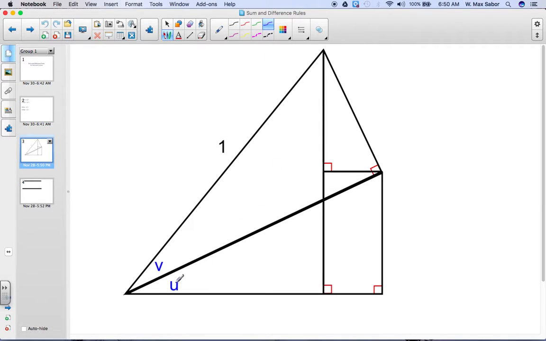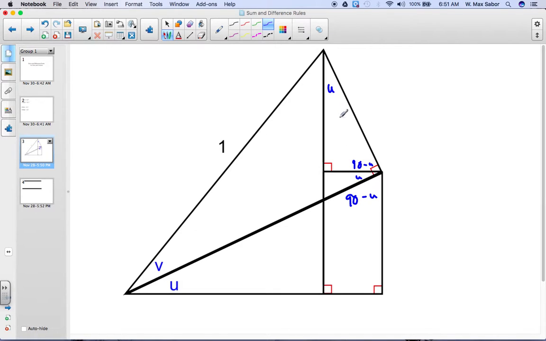The other thing to note is that if this is u, then this angle, because this is a right triangle from this right triangle on the bottom, we have 90 minus u, because this is a triangle that adds up to 180 degrees. Now these two angles add up to 90 degrees, so this is going to be equal to u. These two add up to 90 degrees, so this is going to be 90 minus u. And then these two add up to 90 degrees, so this will be u.